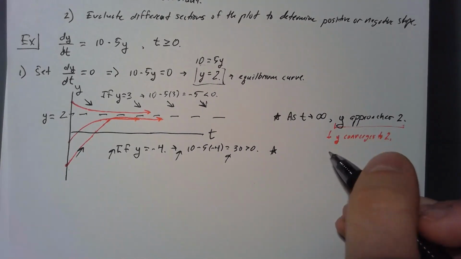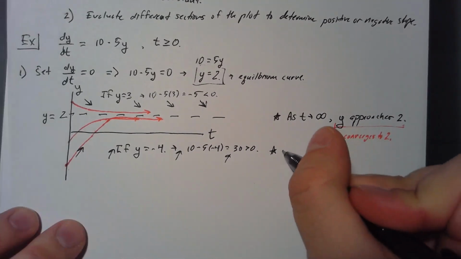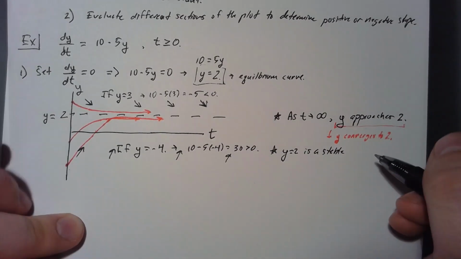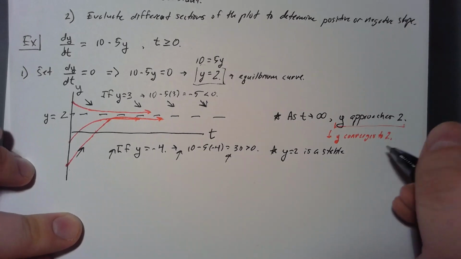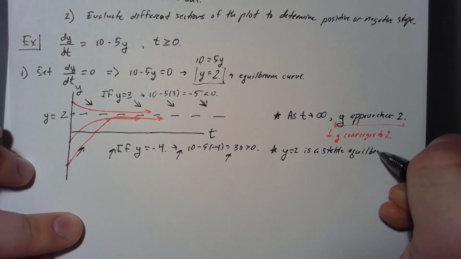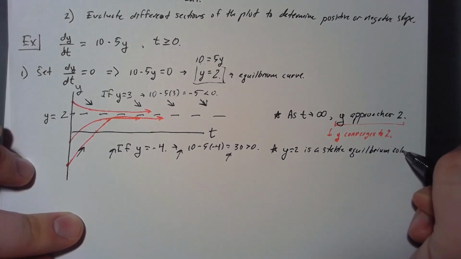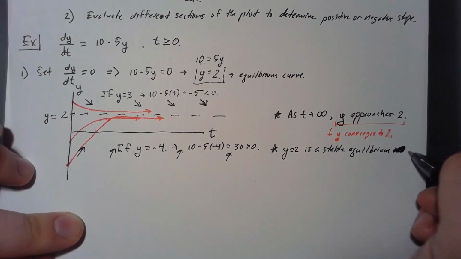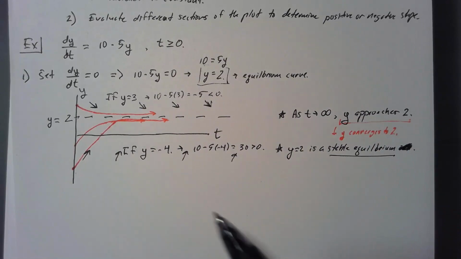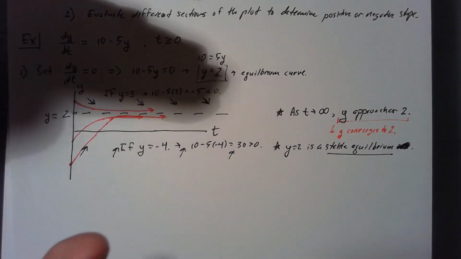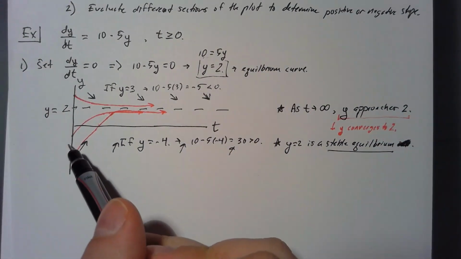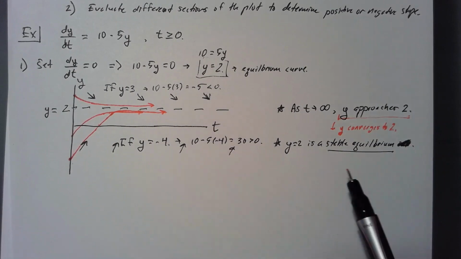So since this is true, that means y equals 2 is a stable equilibrium. I'm sorry, just stable equilibrium. And you can see that because these solutions are converging to 2. If you're bumped off this value, you're eventually going to converge to 2, and that's what we mean by stable.